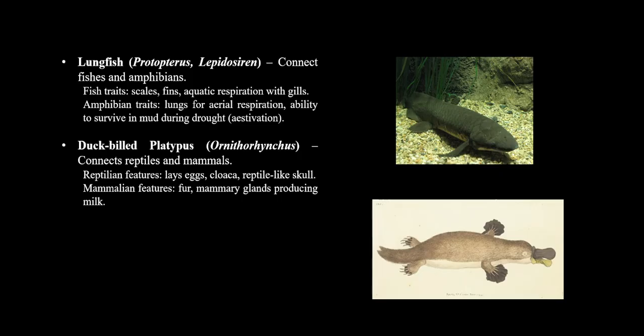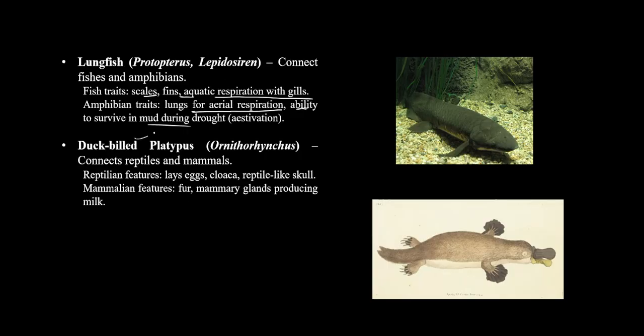Then the lungfish, which connects the fishes and the amphibians. Fish traits are scales, fins, and aquatic respiration with gills, and amphibian traits are lungs for aerial respiration and the ability to survive in mud during drought.